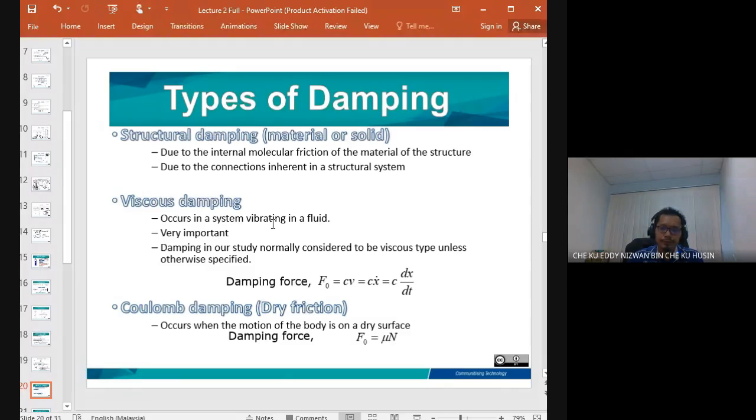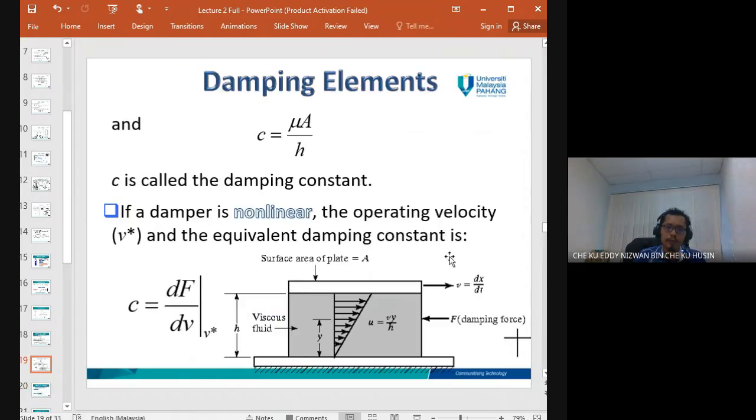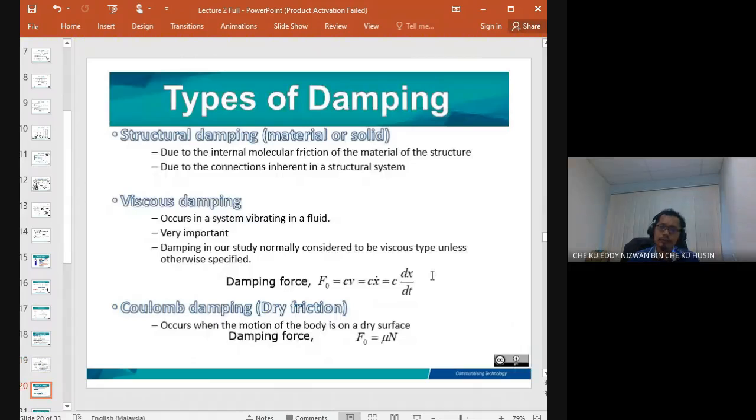You can design the damper with your desired value of damping coefficient. So it depends on this relationship, the previous one. This is very important because damping plays a big role, especially in automotive. Automotive, we talk about the car.